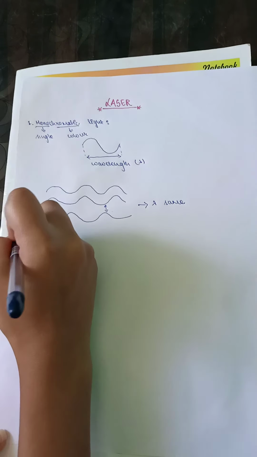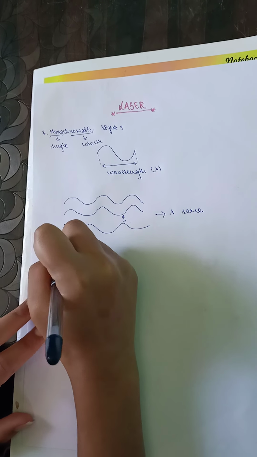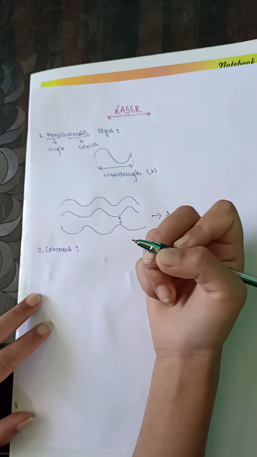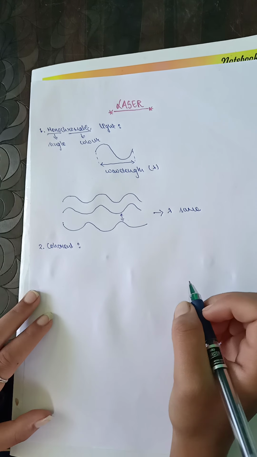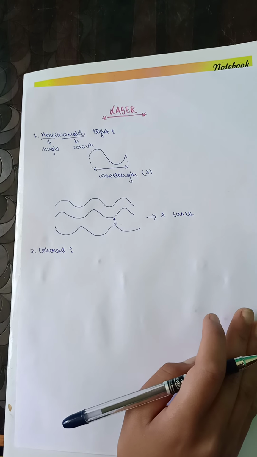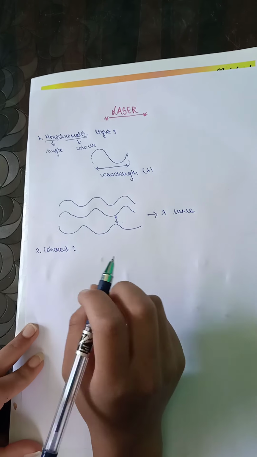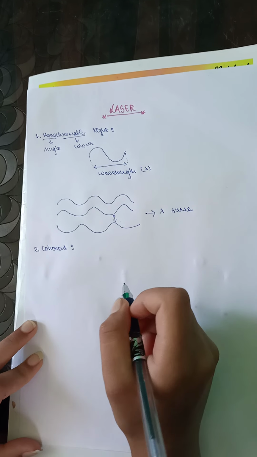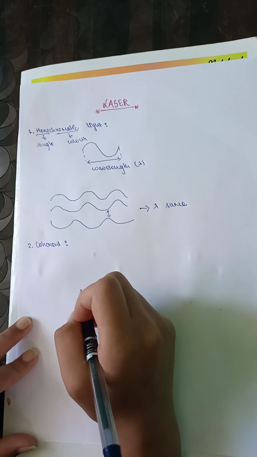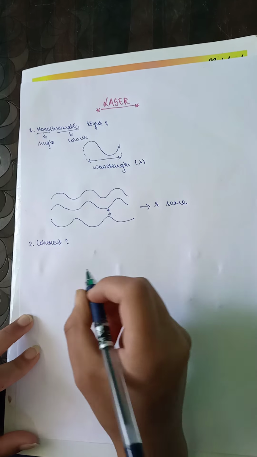So we have a second term, which is coherence. Coherent means if the waves are traveling with the same phase or no phase difference, then we can say that this is a coherent source of light. So for coherence, we should first have a monochromatic source of light, means lambda is same.